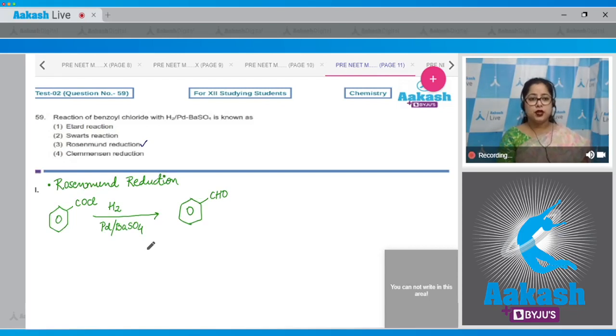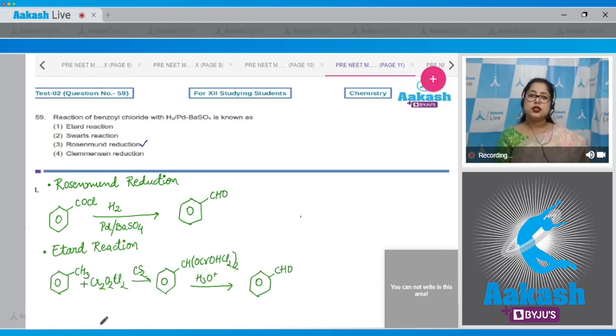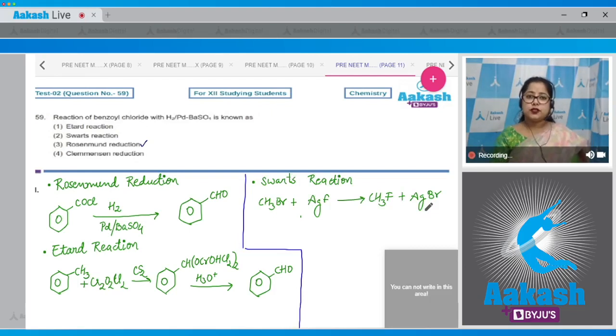Let's also discuss the other reactions. Number 1 is Etard reaction. Students, Etard reaction is used for the preparation of benzaldehyde only from toluene. Let's discuss this reaction. Here I'm writing this reaction. Students, this reaction is Etard reaction. Now let us discuss Swarts reaction. Students, Swarts reaction is a halogen exchange reaction. This reaction is used for the preparation of alkyl fluorides from alkyl chlorides or alkyl bromides. I'm writing the reaction. So student, this is Swarts reaction.